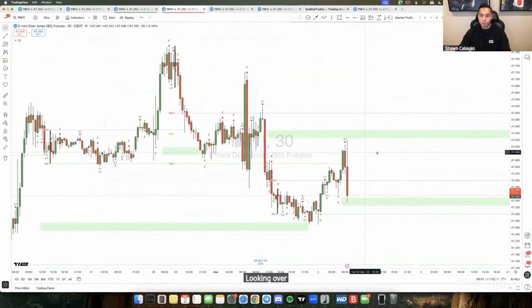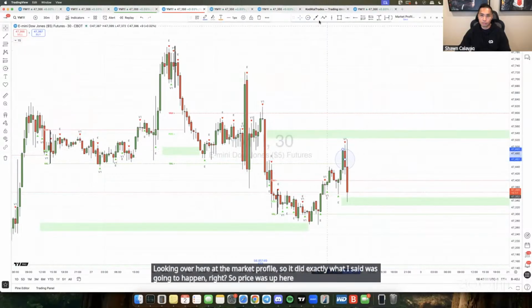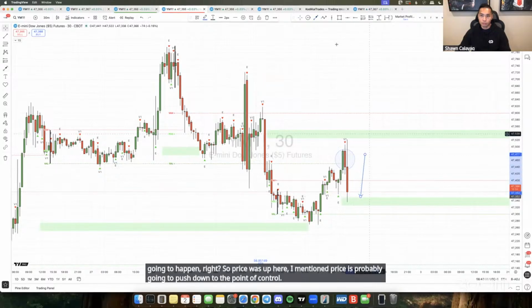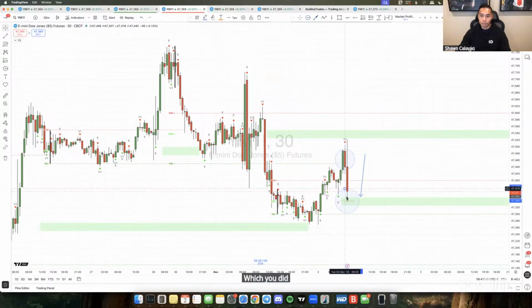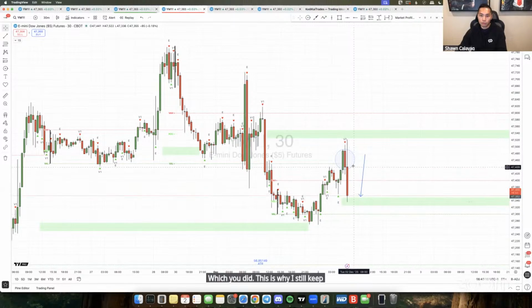Looking over here at the market profile, it did exactly what I said was going to happen, right? So price was up here. I mentioned price is probably going to push down to the point of control, which it did. This is why I still keep my market profile on my chart, so I can see where price is likely to push to.